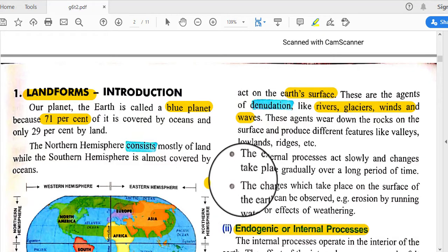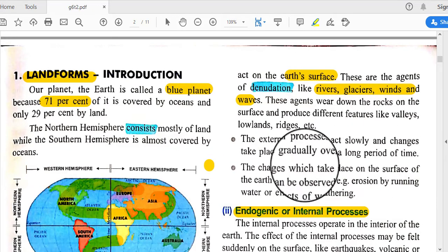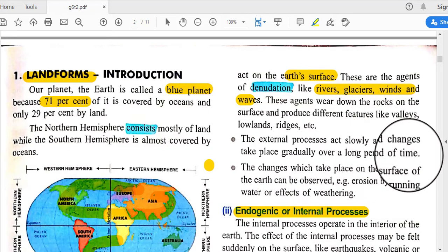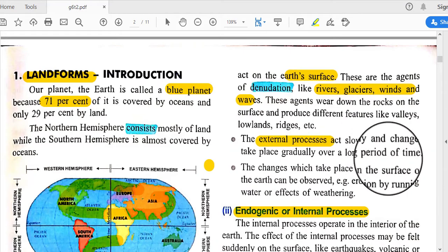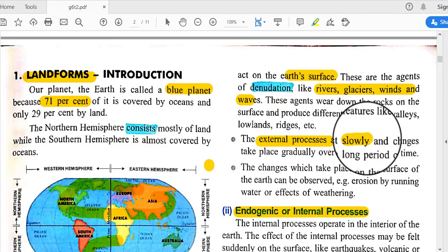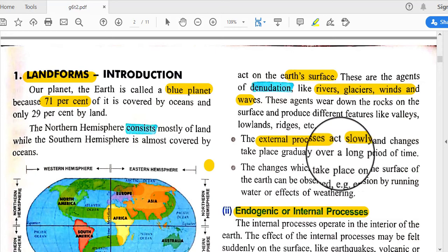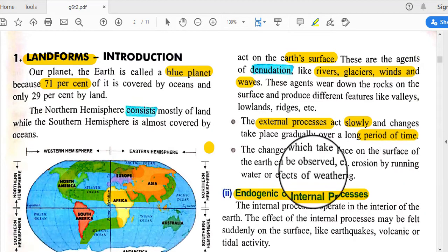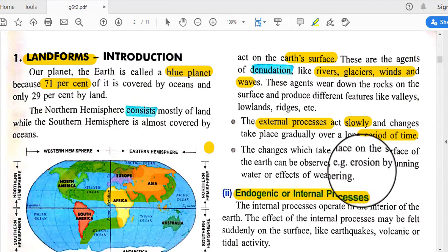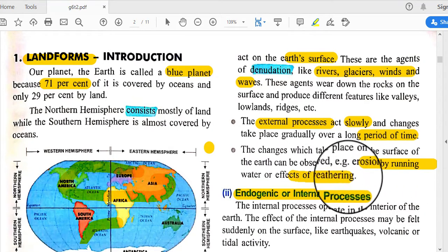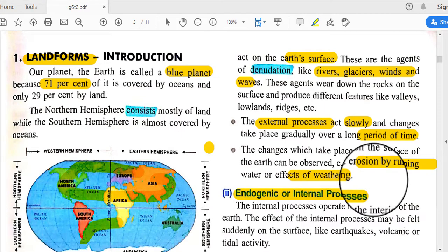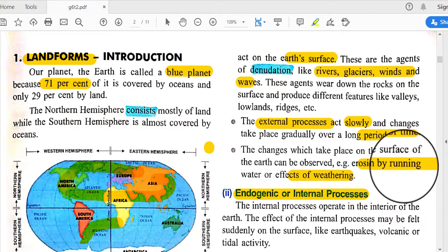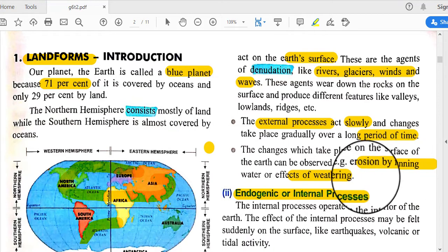The external processes act slowly and changes take place gradually over a long period of time. The changes which take place on the surface of the earth can be observed, like erosion by running water or the effect of weathering. We can easily see these kinds of changes, for example in a river, where the surface is eroded by the help of water.